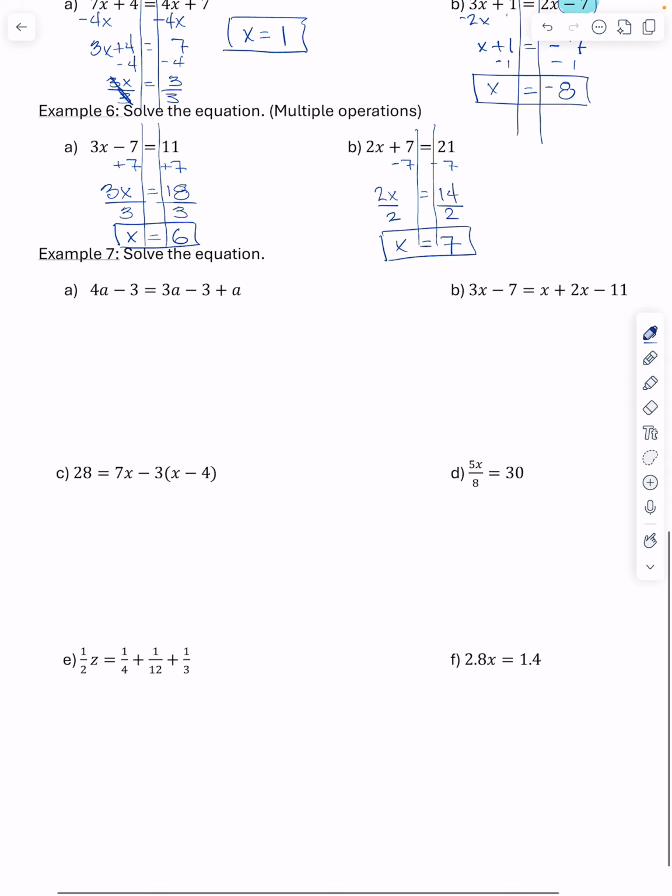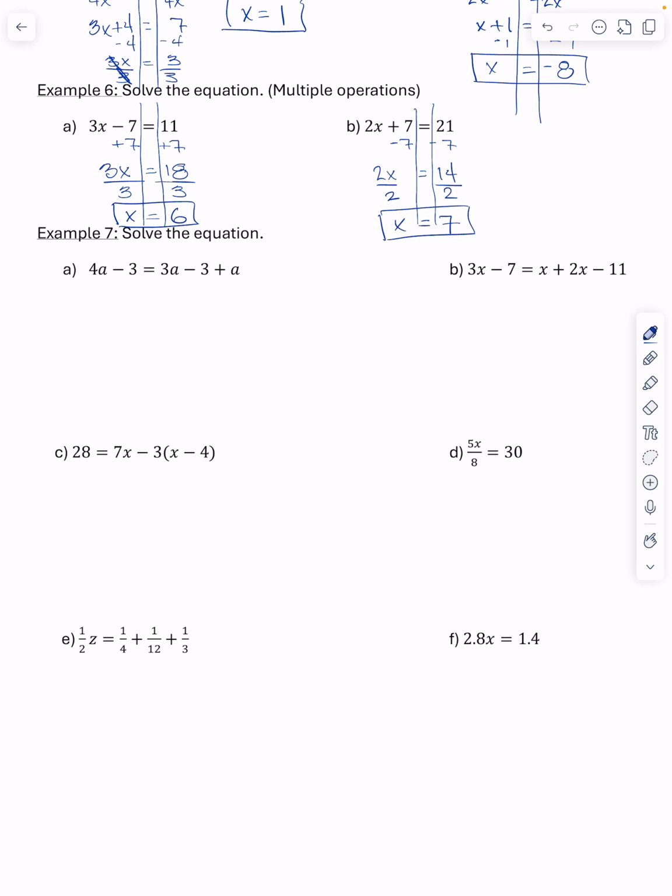Example 7 is combining a couple of things. So if I go ahead and take a look, my left-hand side has an a term and a constant term. I can't do anything with those. But on my right-hand side, I've got this 3a plus a. So I can combine those. 4a minus 3, and over here I got 4a minus 3. And now I notice that something looks weird. Both sides are exactly the same.